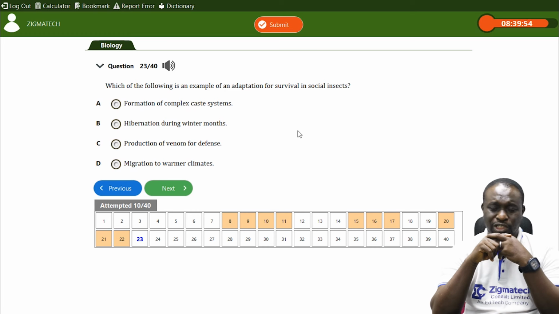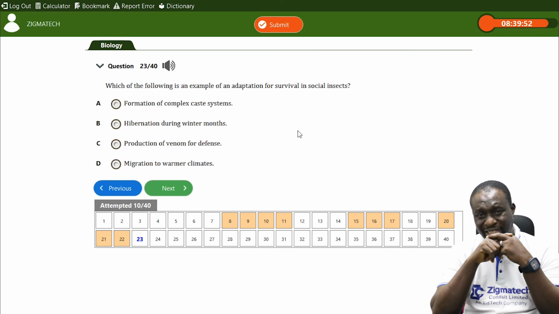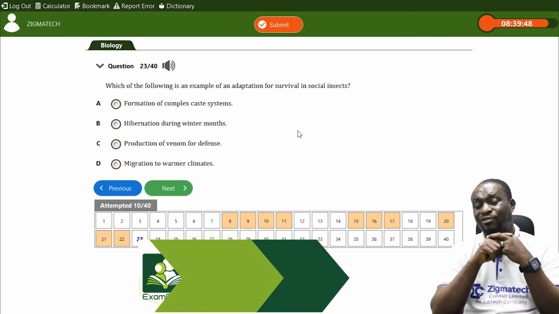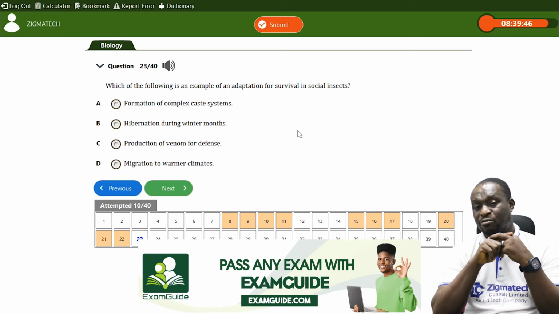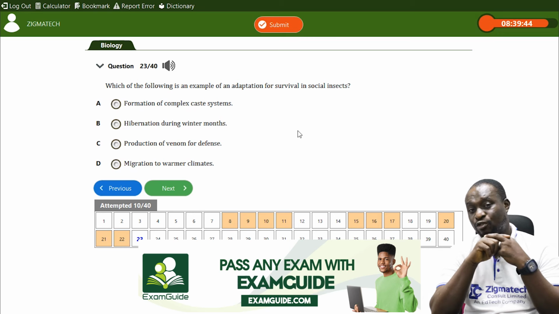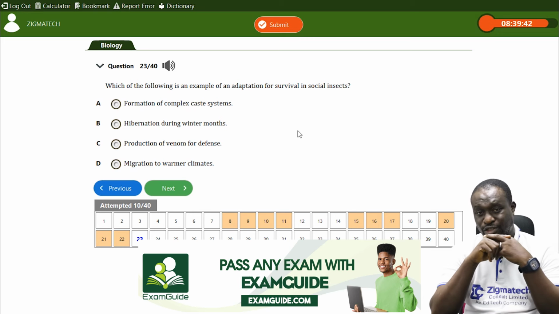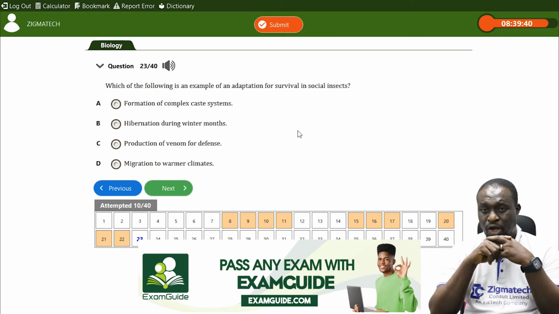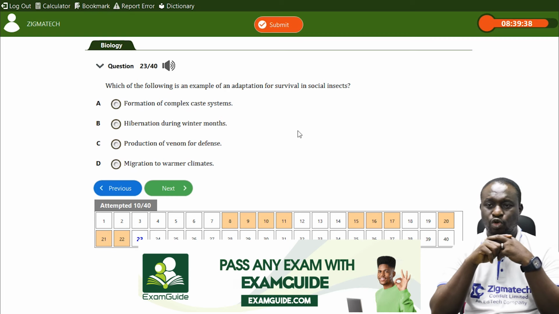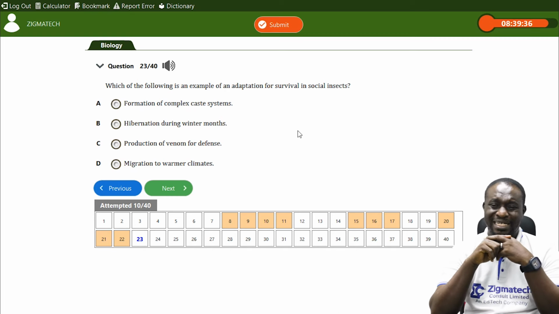We also have the soldier termites which also sting for defense, but it is not for survival. It is actually for defense or protection, not for survival. Option D says migration to warmer climates. Well, it is actually difficult to see migration in social insects.